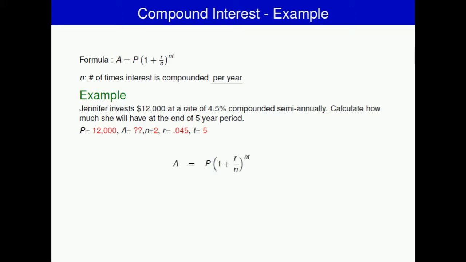Next thing, we need to replace each of these known labels with what we have. So A is the unknown. Everything else has to be replaced with the values. So A is equal to 12,000 times (1 plus 0.045 over 2) to the power 2 times 5. You have to write this in your problems because that tells somebody that you correctly applied the formula. So A is equal to 14,337.97.